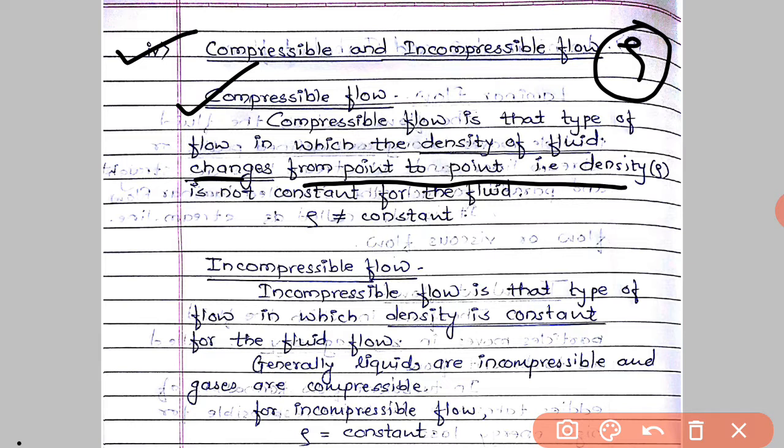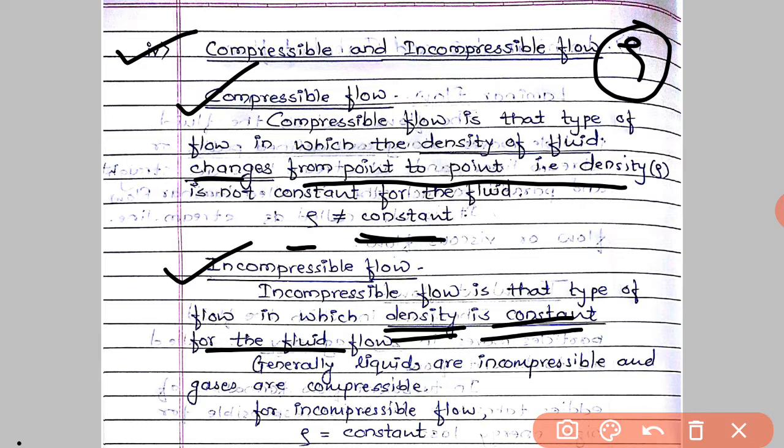So density changes means rho is not equal to constant. So compressible flow is that type of flow in which density changes from point to point. So we can compress that fluid and we can confine that fluid in a small storage like a compressor. And in case of incompressible flow, the density of fluid, that is rho, is constant. That is, rho does not change with respect to time or space. This is called incompressible flow.